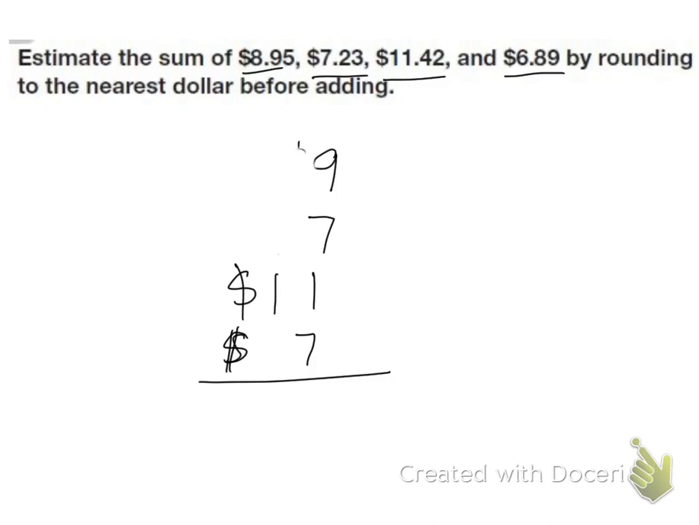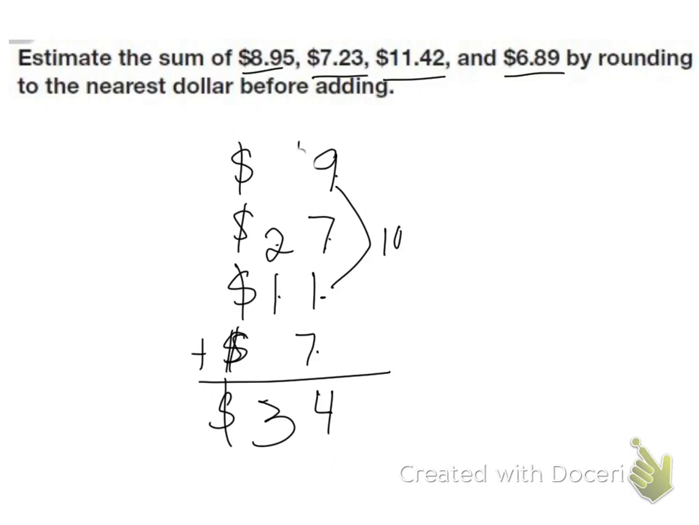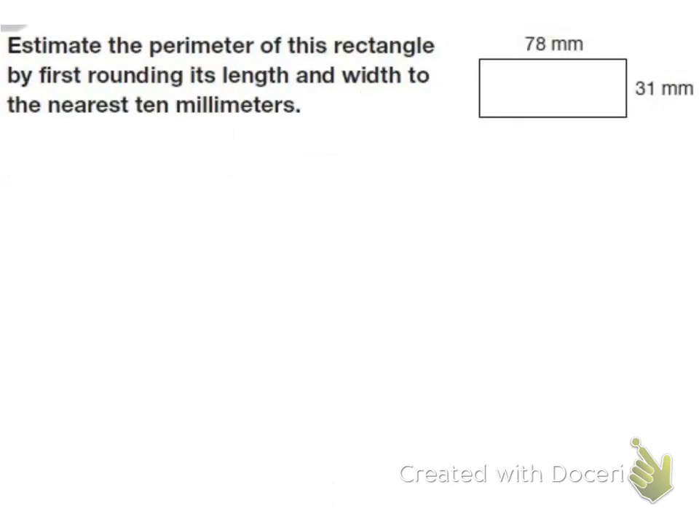Let's scoot these dollar signs over. So now I can add these up. So I know 9 plus 1 is 10. And then 10 plus 7 is 17. And 17 plus 7 is 24. So I'm going to carry my 2. 2 plus 1 is 3. So my answer is $34. All right, let's do the next problem.